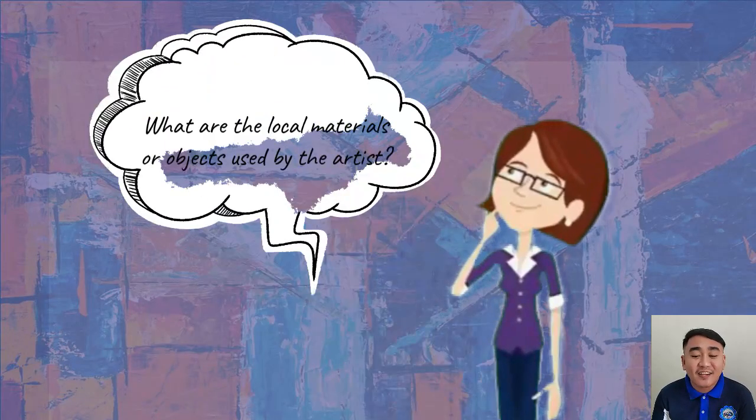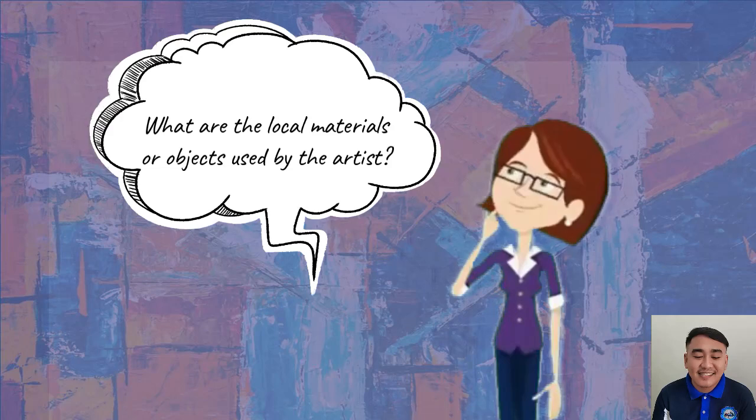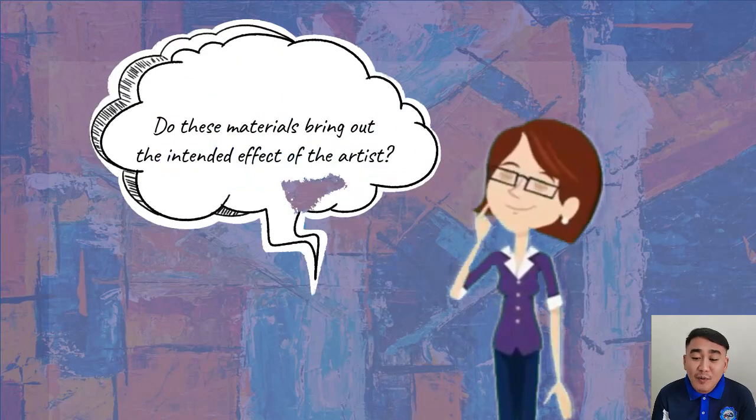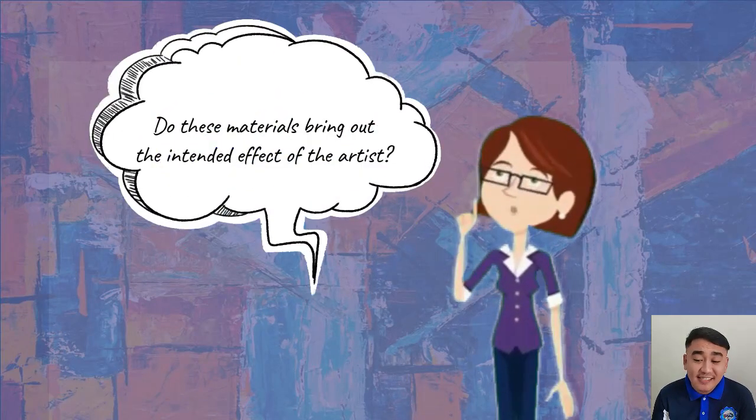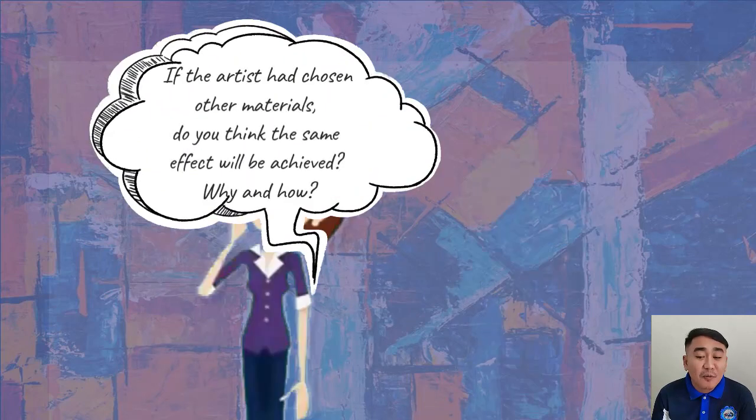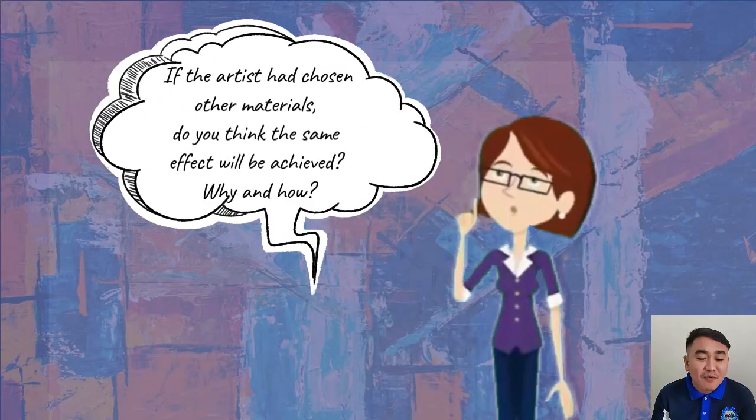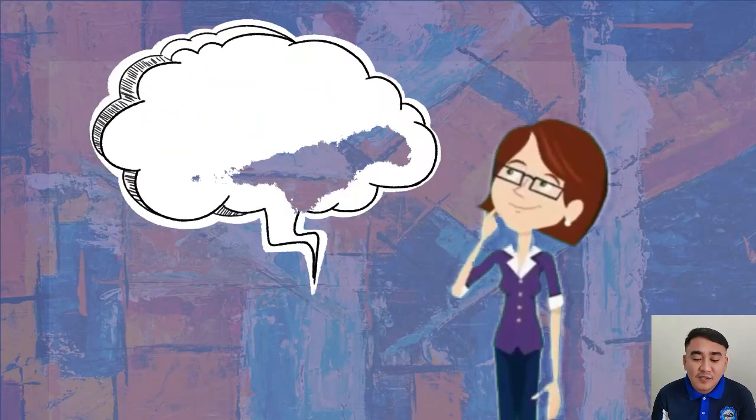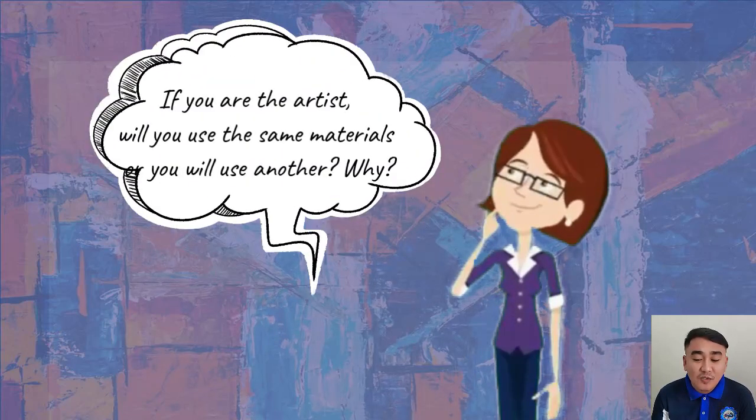What are the local materials or objects used by the artist? Do these materials bring out the intended effect of the artist? If the artist had chosen other materials, do you think the same effect will be achieved? Why and how? If you are the artist, will you use the same materials or will you use another? Why? Material is what the artwork is made of.